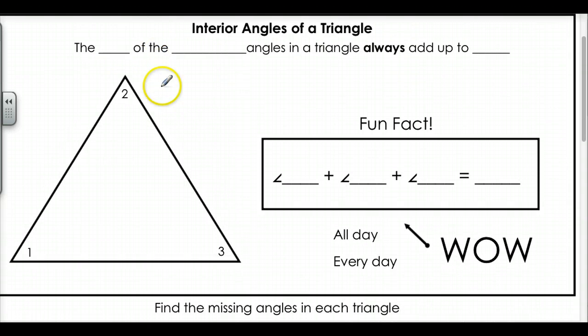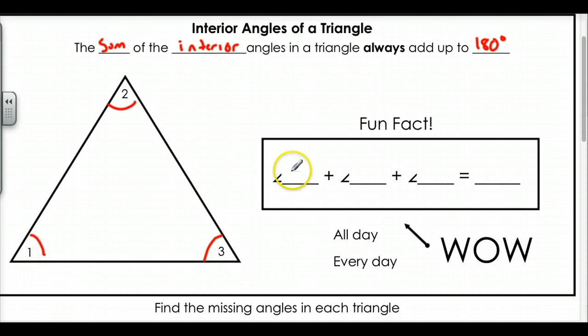Now let's start with a little interesting fact, and that is the sum of the interior angles. Remember, sum means the addition. If you add the interior angles, which are right over here, these are the interior angles because they're on the inside of the triangle, they will always add up to 180 degrees. That is truth, every time.